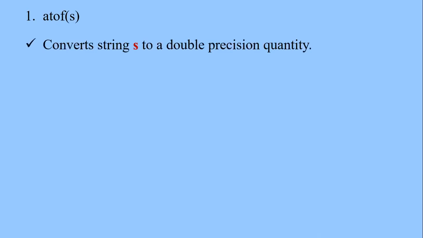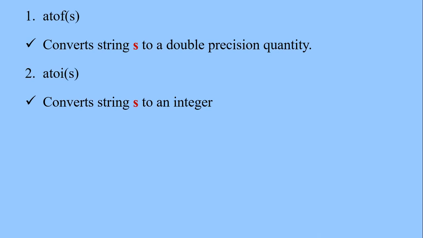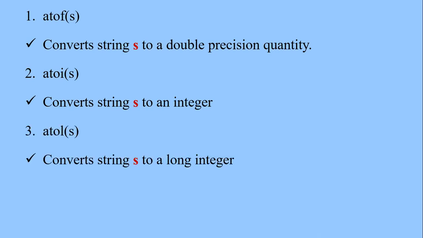So such functions include atof. s represents the string that you are passing to it. So it converts string s to a double precision quantity. atoi converts a string to an integer, that is, the string passed to it to an integer. atol, it converts the string passed to it to a long integer.